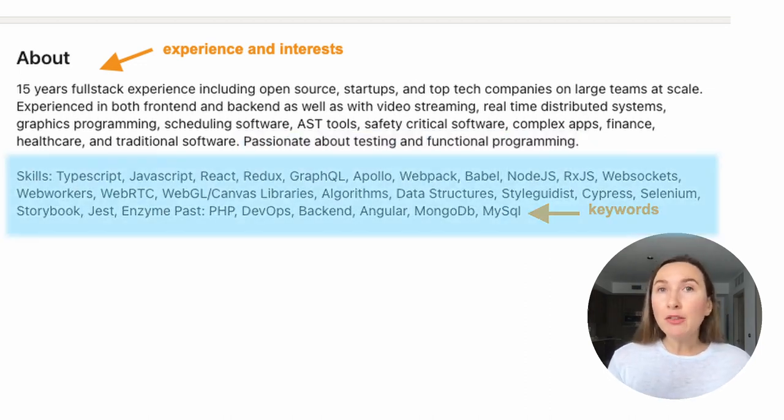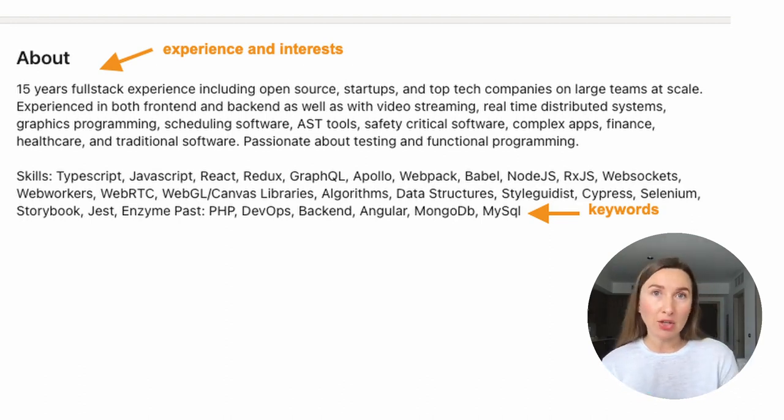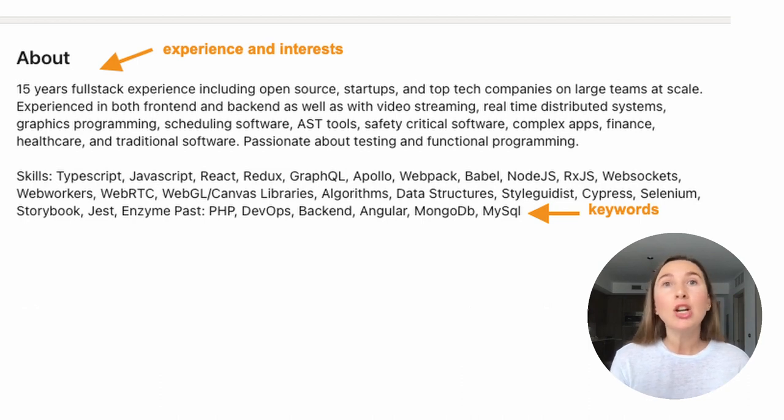The second paragraph is all about keywords. The keywords are the words that a recruiter is looking for in a candidate. In our case, they are names of technologies and competencies. If you include those keywords in your About section, you will increase your chances of getting noticed by a recruiter because recruiters do use keywords when looking for candidates. And the keywords, like I said, those are technologies and competencies.